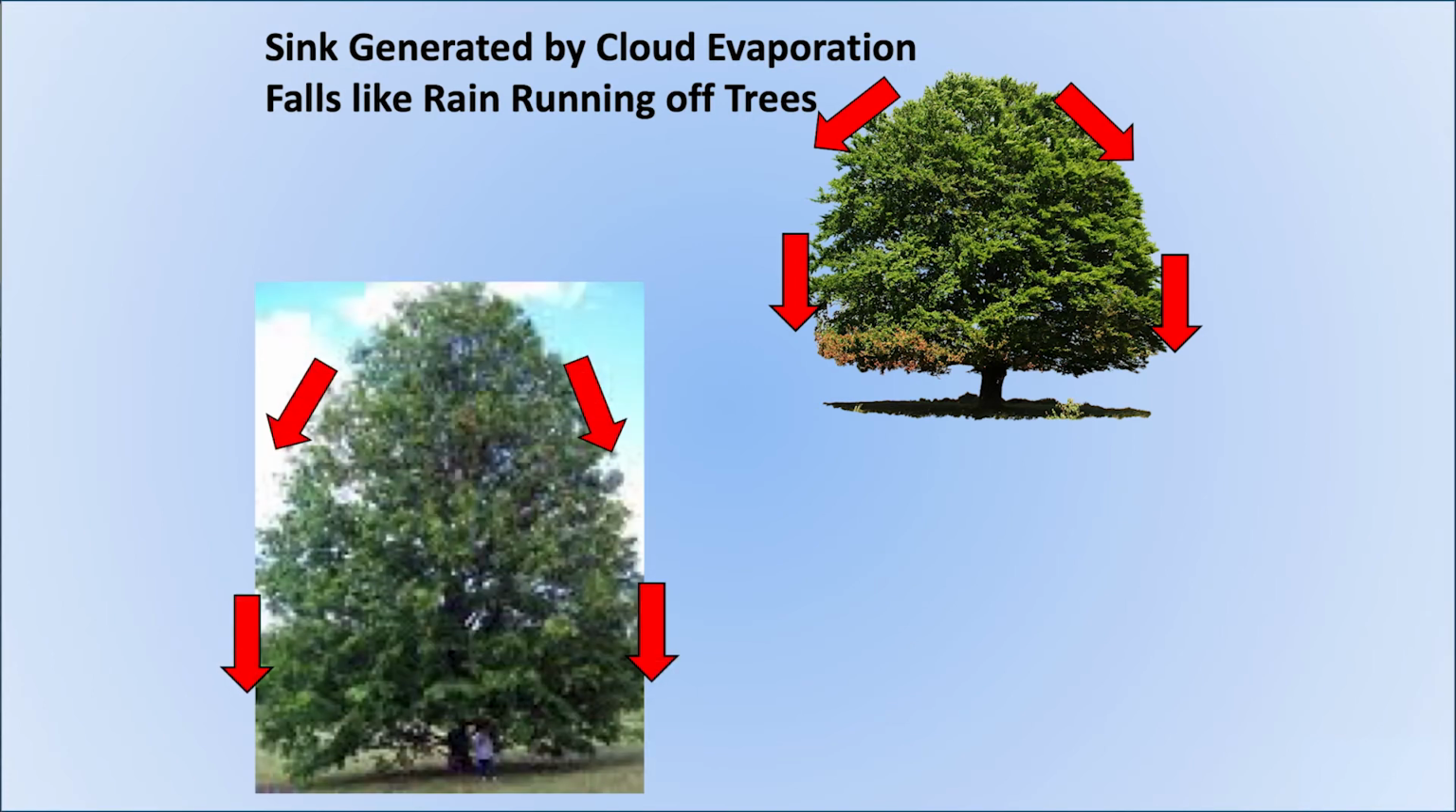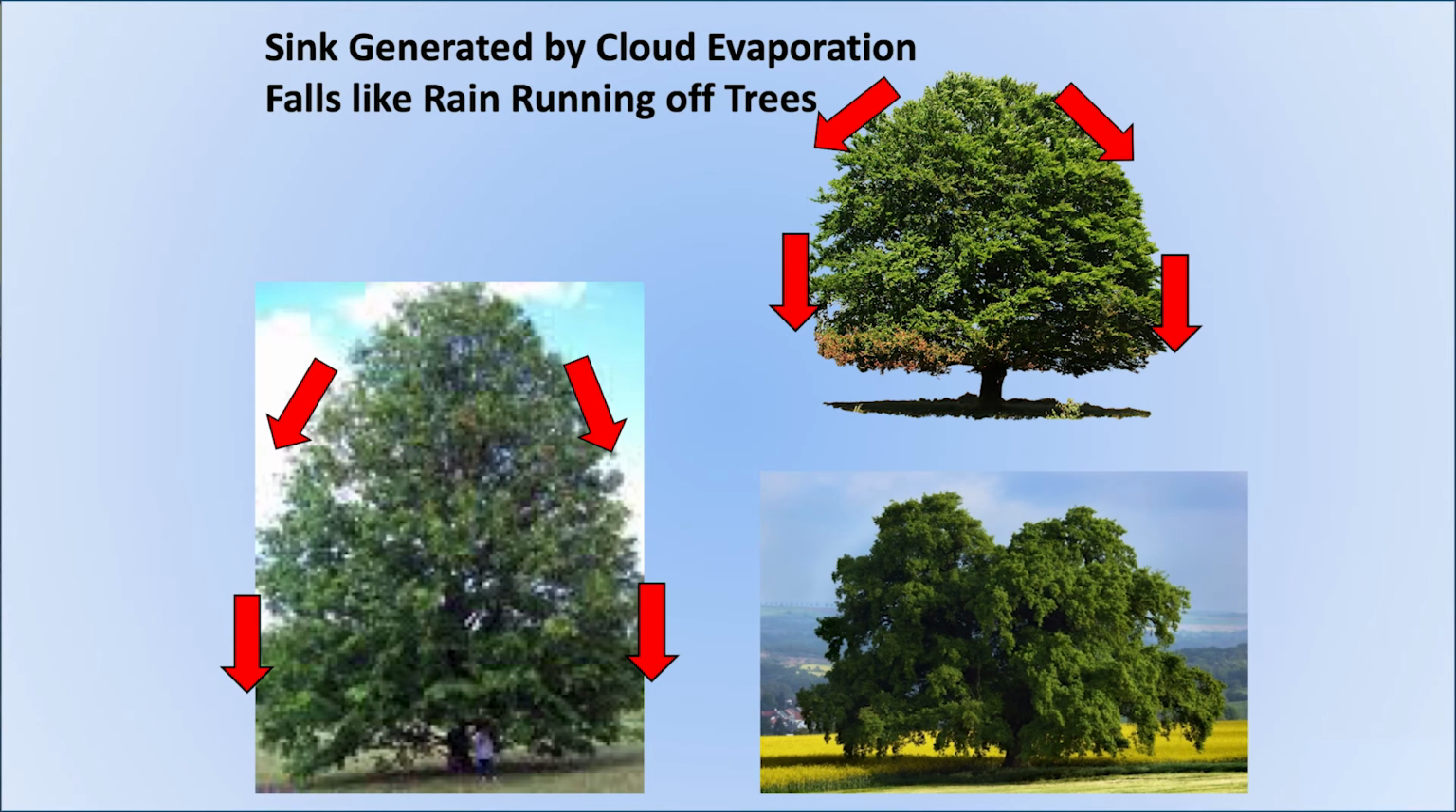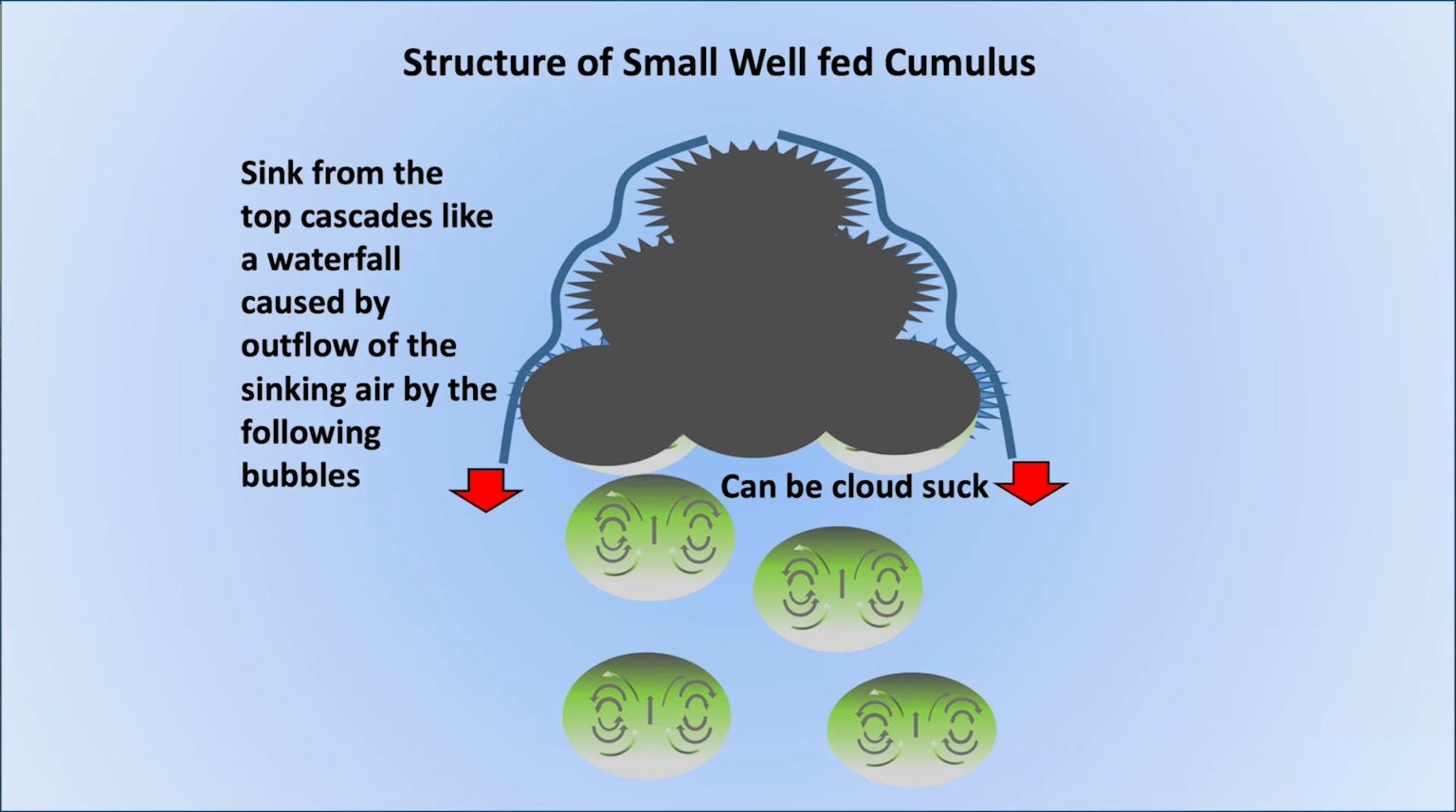Of course, the taller the tree, the greater amount of rain comes cascading down the edge, in the same way that the taller the cloud, the greater amount of sink we're going to experience as we pass under the edge of the cloud. And a structure like this, well, I'm sure you can work it out yourself. So a structure of a small, well-fed cumulus: the cells are going up and the sink is cascading down the edges of the cloud. The sink from the top cascades like a waterfall, caused by the outflow of the sinking air by the following bubbles.